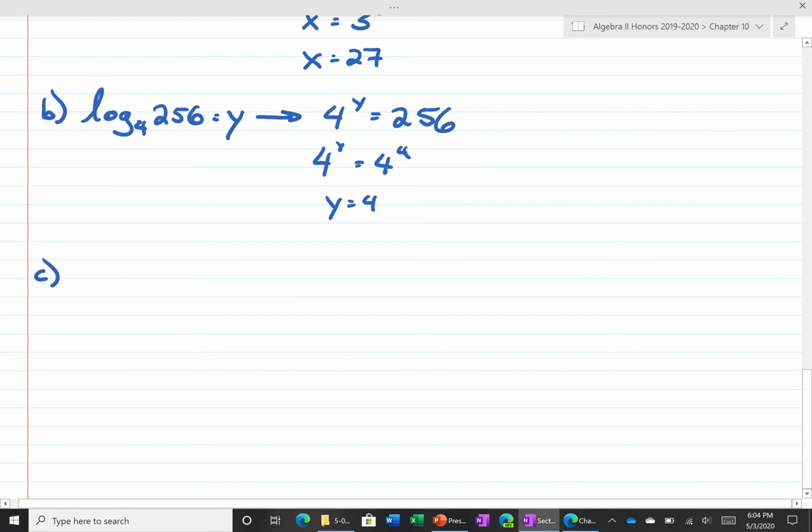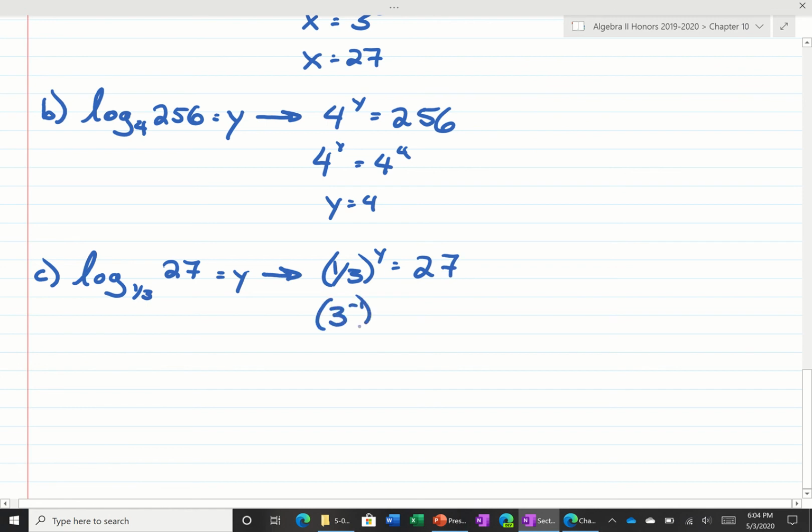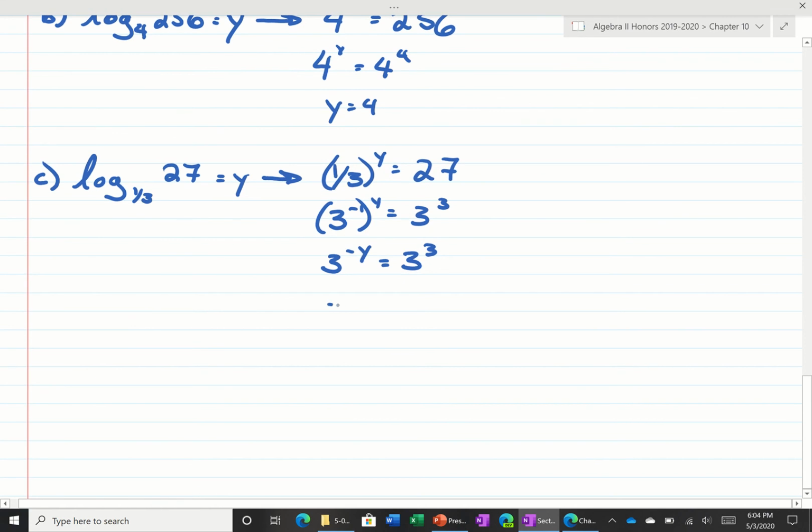How about, we'll do a couple more here. How about the log base 1/3 of 27 is equal to y? Similar to the one we just did. 1/3 to the y power is equal to 27. 1/3 is really 3 to the negative 1st power. Well, this is 3 to the negative y would equal 3 to the third. So negative y equals 3. The powers are equal, so y would be negative 3.